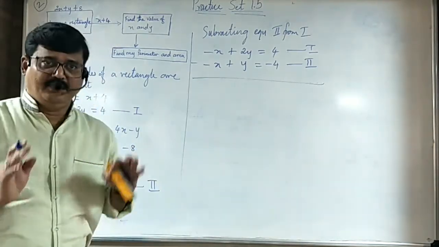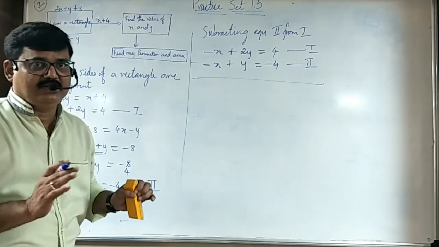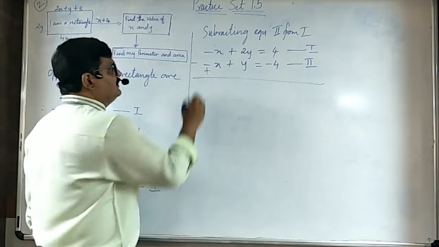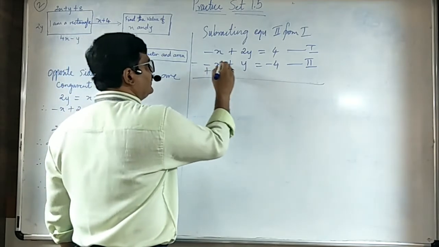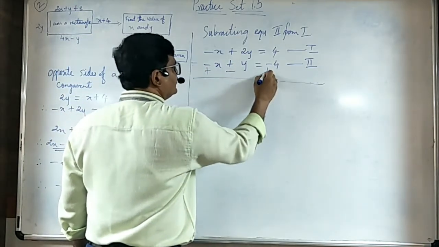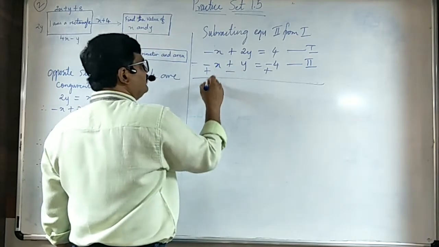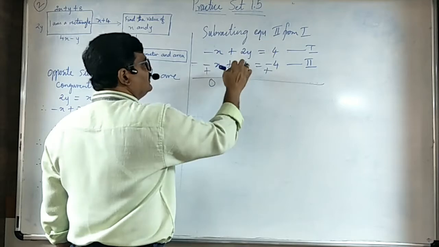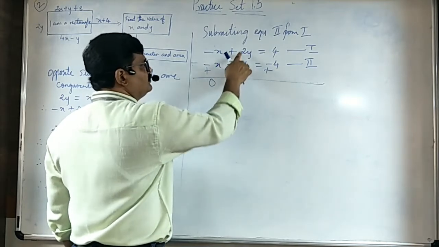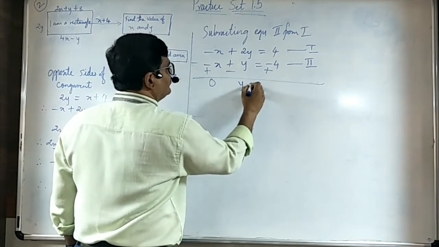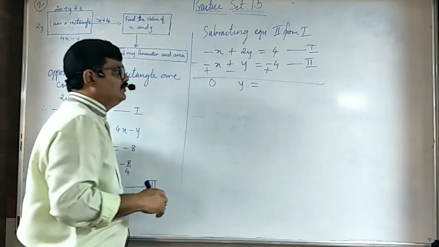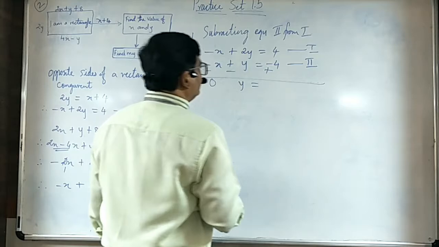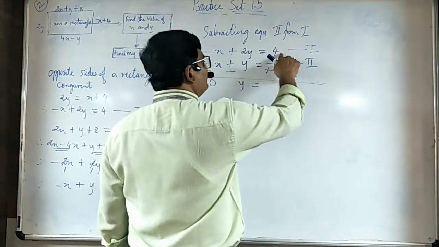Everybody, now you must be perfect with your practice. What I am doing is very simple now. Minus into minus will become plus. Minus into plus is minus. Minus into minus is plus. So minus x and plus x will be getting 0. And this is 2y minus y. No number means 1. 2 minus 1, you'll be getting y only. No need of writing 1, you can just write y. And this is 4 plus 4.